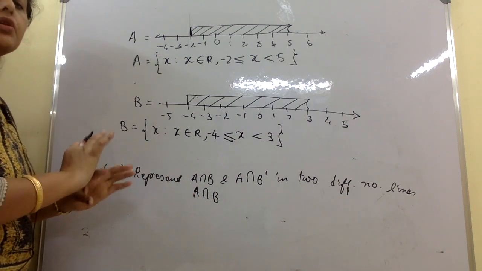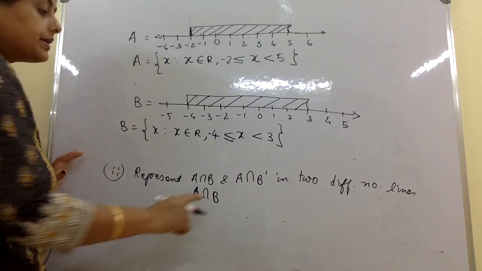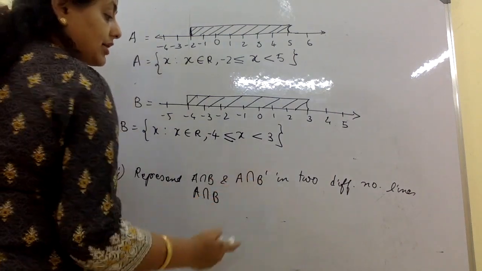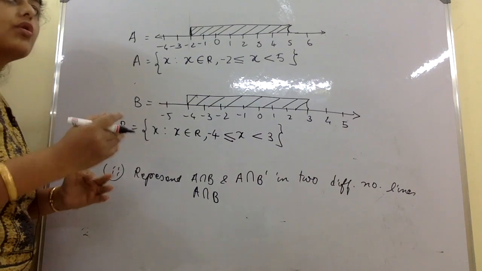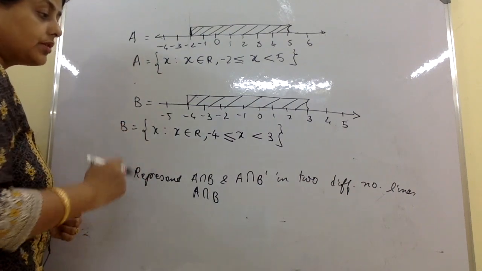Means, in other words, the common elements. Okay. Here, what is the meaning of B dash? B dash is B complement. Now, what is B complement?